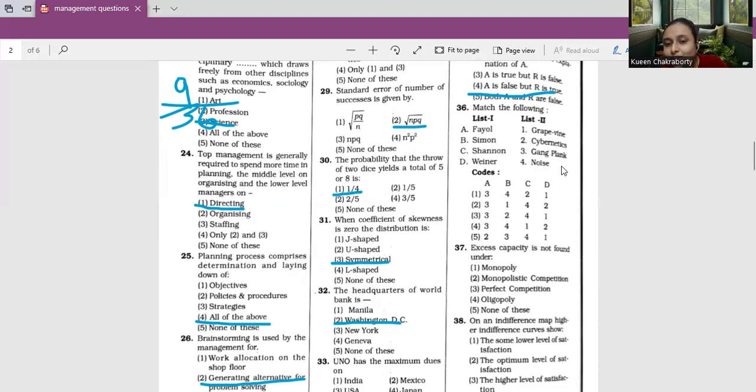So accordingly, Fayol is related to Gangplank, Simon was related to the informal conduction of communication, and then we had Shannon related to the noisy channel. Simon was related to grapevine, Shannon to noise, and Wiener to cybernetics. So accordingly, I think option number 2 is the correct answer, which is A as 3, B as 1, C as 4, and D as 2. That is the correct option. That is, the 36th answer will be option number 2.